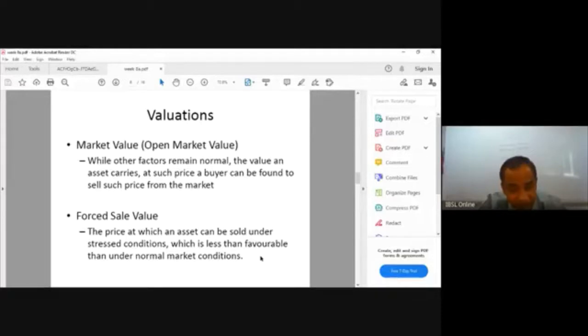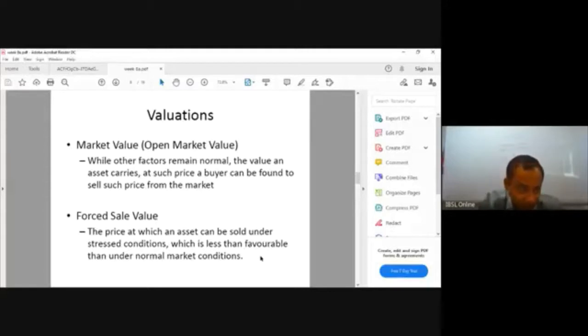It is the price at which an asset can be sold under stressed conditions, which is less favorable than under normal market conditions. Say under the COVID situation, lockdown, people are finding it difficult. When you try to sell a property, you won't have many buyers to come and buy. So if you still want to sell the asset, you may have to go down on your price. Then people think that at this point, if they buy, the value will come up when the market is up, when normalcy returns, so they will buy. So a discount to the market has to be given in such a scenario.